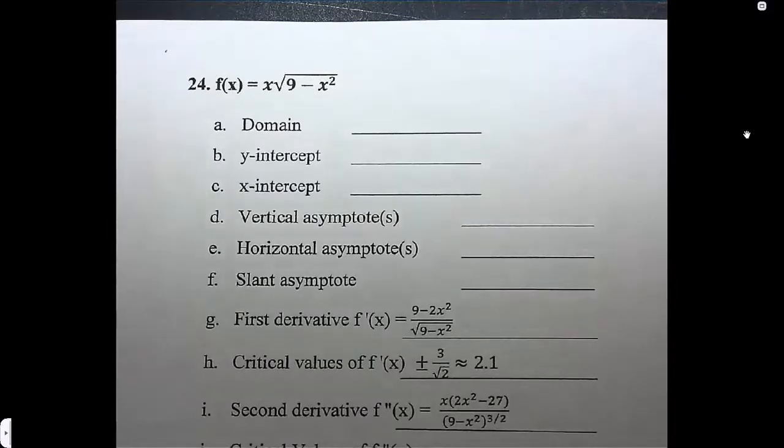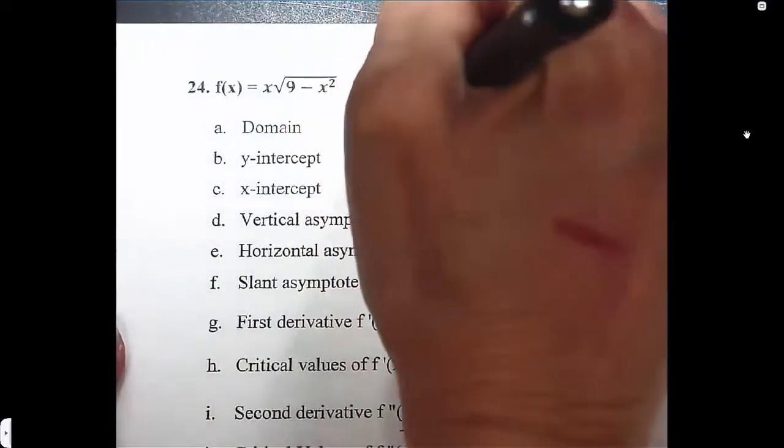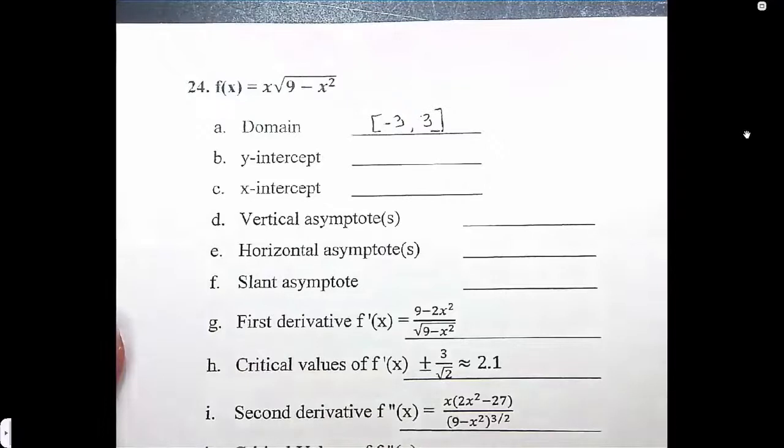I mean, it's going to be like, oh, it can't be greater than 3, and it can't be less than negative 3. So anything between 3 and negative 3? Yeah. That sounds right. What about 3 and negative 3 themselves? Could you let x be 3 or negative 3? Yeah, you can take the square root of 0. That's not a problem. You just can't take the square root of a negative. So the domain is from negative 3 to 3, including the endpoints.